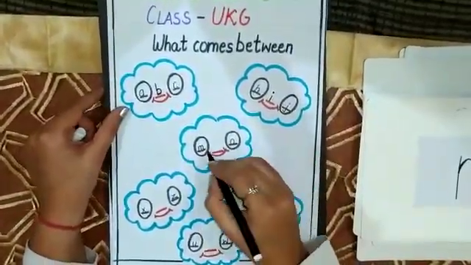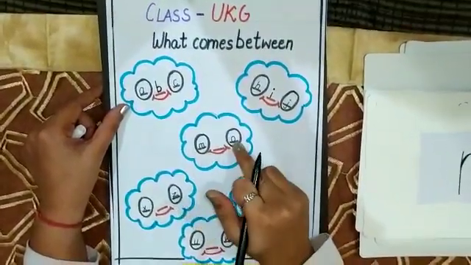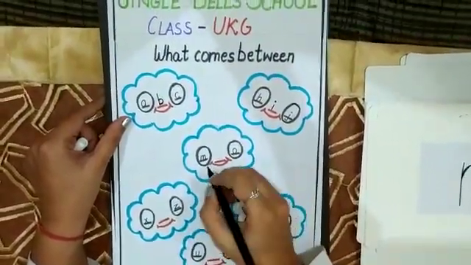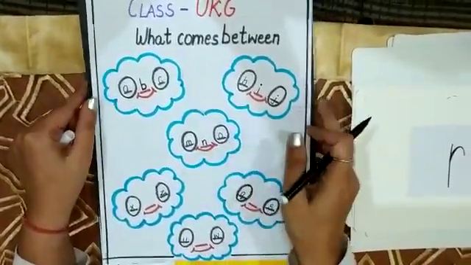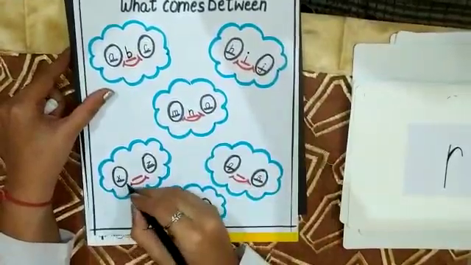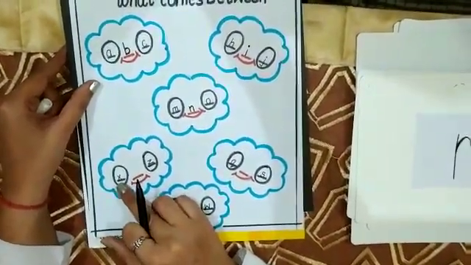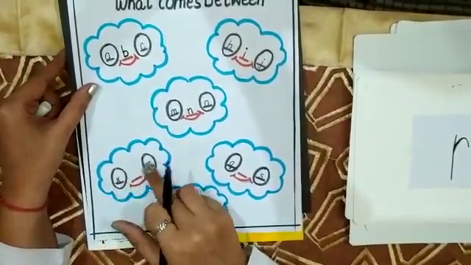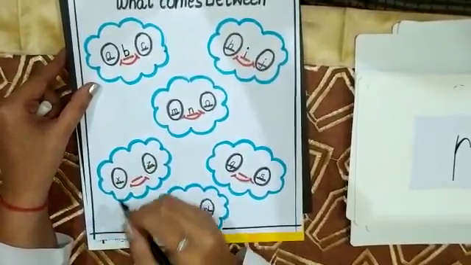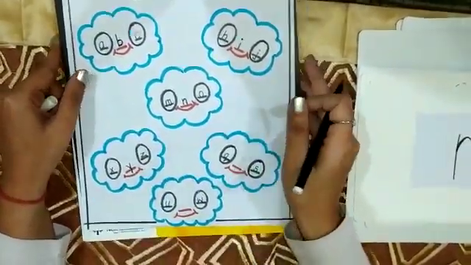Now tell me, here two letters are given, M and O for orange. After M, what will come? N, nest. N, nest. Now tell me what is written over here. X, Xmas tree and Z, zebra. What comes between the two given letters? It's Y yak.